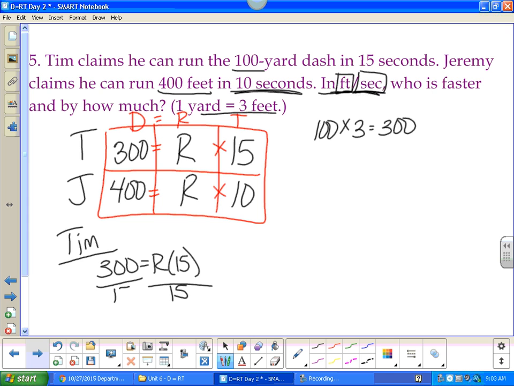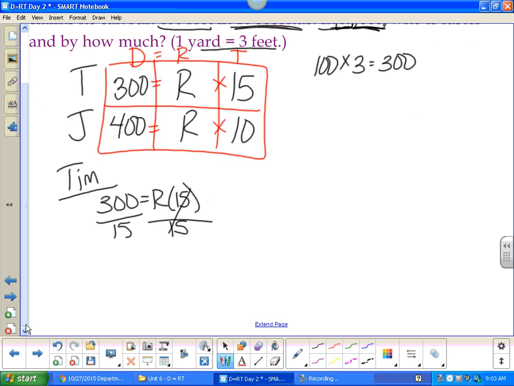Now remember, you don't have a calculator. Okay, well, instead of looking at 15 into 300, what if you covered up one of the zeros? Do you know how many times 15 goes into 30? Sure, it goes twice. Then add your 0 back on. So it goes 20 times. So he is 20 feet per second.